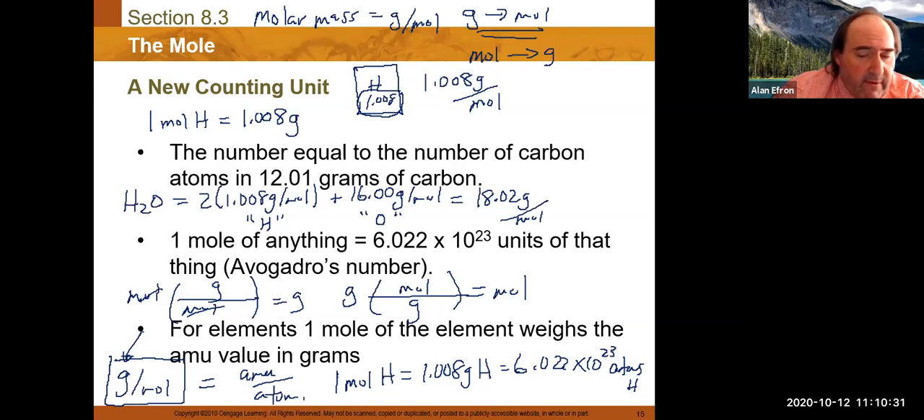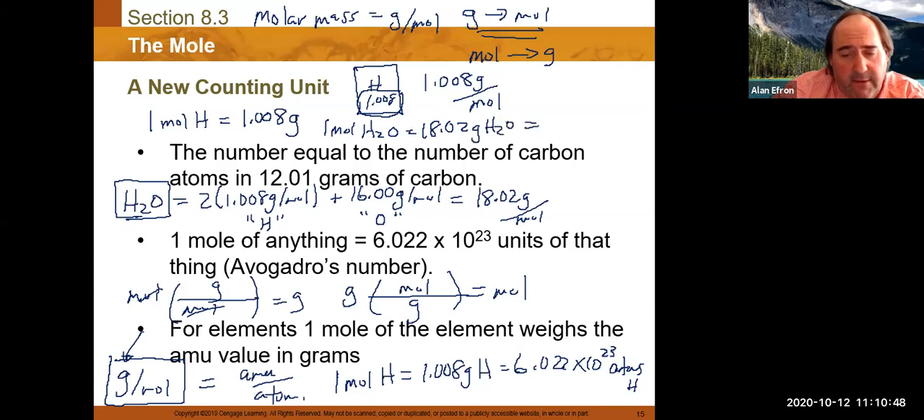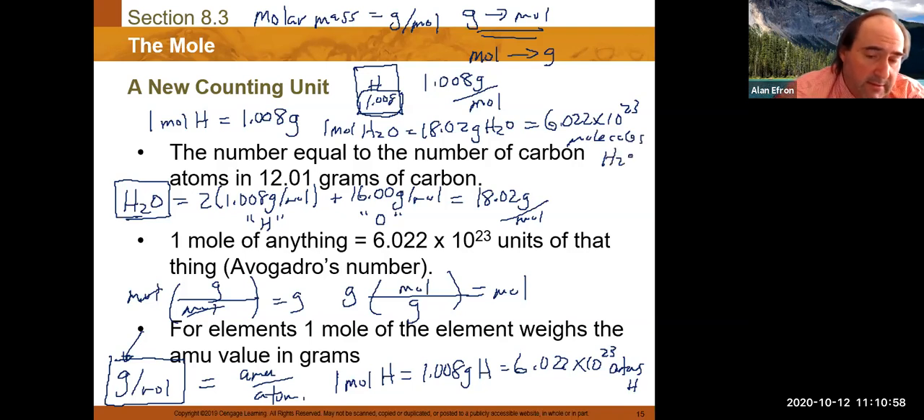So you could do that for anybody on the periodic table. You could also do that for things that are not by themselves on the periodic table. So for example, if I said I had 1 mole of water, that would mean 1 mole of water equals 18.02 grams of water. And that would also mean 6.022 times 10 to the 23 molecules of water as well. So they're all related to each other in that sort of relationship.